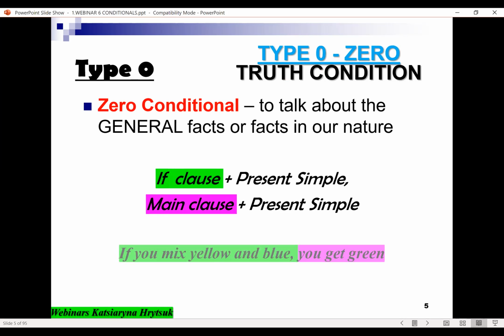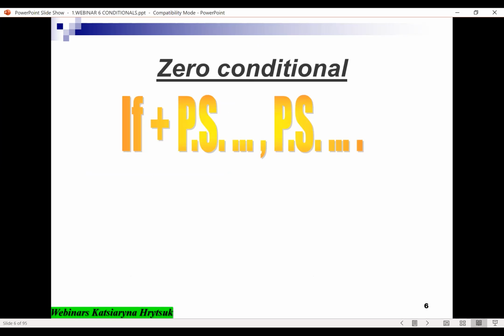Quite easy. Example. Sandrine, can you help me to read the example, please? If you mix yellow and blue, you get green. Absolutely. So if you mix yellow and blue, which tense is this? Present simple. You get green, it's also present simple. The if clause is if you mix yellow and blue. And the main clause, without if, is you get green. So these are the main things you need to remember about type 0. Present simple and present simple.